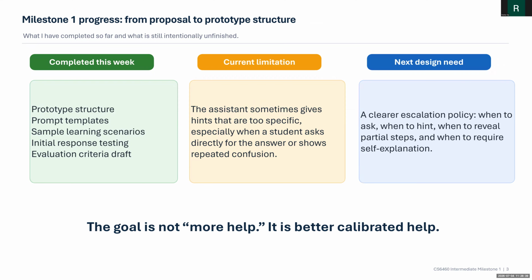So far, I have built the initial prototype structure and drafted the main prompt templates, Socratic questions, graduated hints, and self-explanation prompts. I also created several sample learning scenarios and tested the assistant's responses. The biggest issue I found is calibration. Sometimes the assistant gives help that is too specific, which undermines productive struggle. My next design need is a more explicit escalation policy for the level of support.